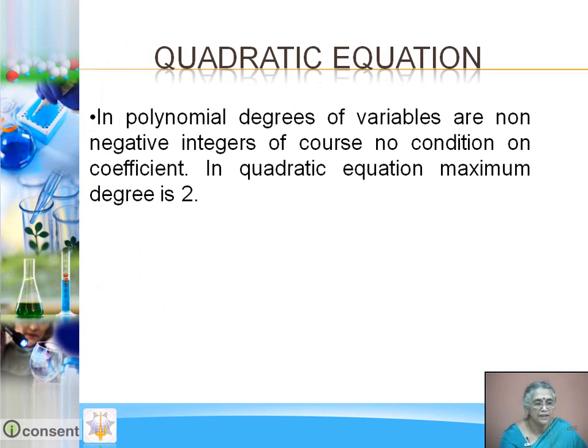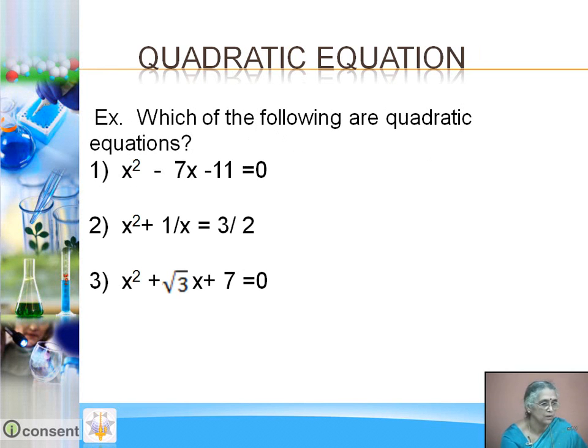Now in a polynomial, degrees of variables are non-negative. But there is no condition on the coefficient. In a quadratic equation, the maximum degree is 2. Now, here are some examples. You are asked to find out which equations are quadratic. Number 1, x square minus 7x minus 11 is equal to 0. Number 2, x square plus 1 upon x is equal to 3 by 2. And the third one is x square plus root 3 x plus 7 is equal to 0.